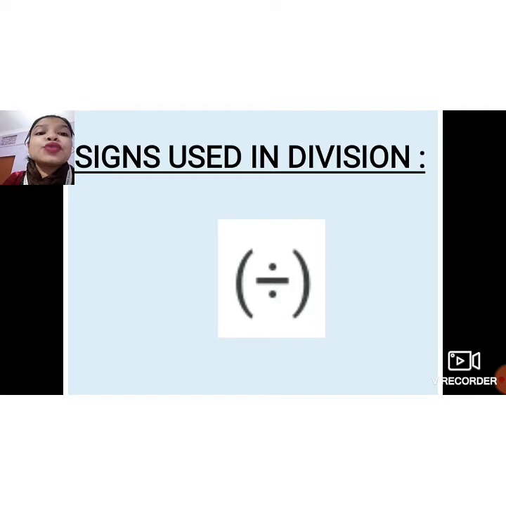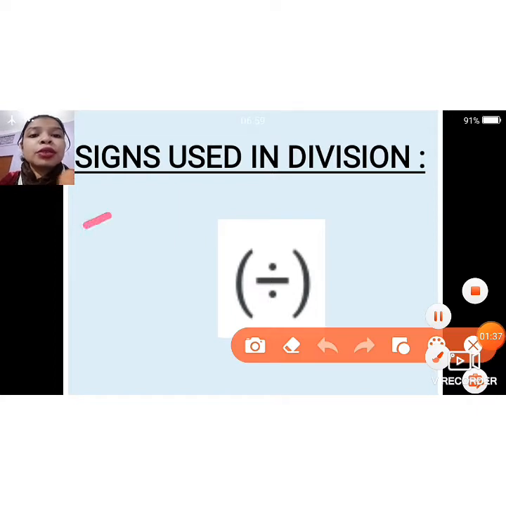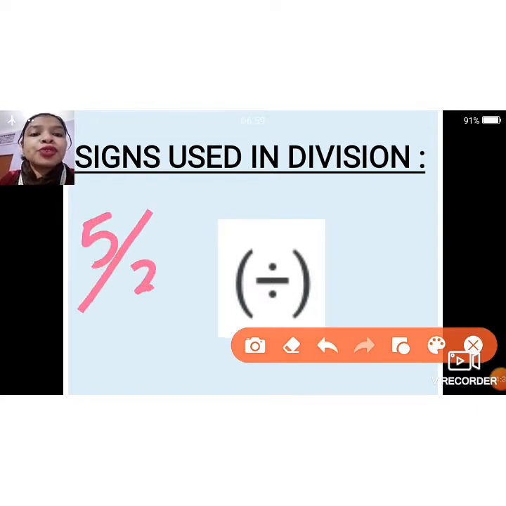The sign used in division. So this is the sign used in division. Okay, it is one bar and two dots above and below. Sometimes another sign is used, like suppose 5/3. A slash is also used, just like in a fraction. So that also represents a division, because we can divide 5/3.